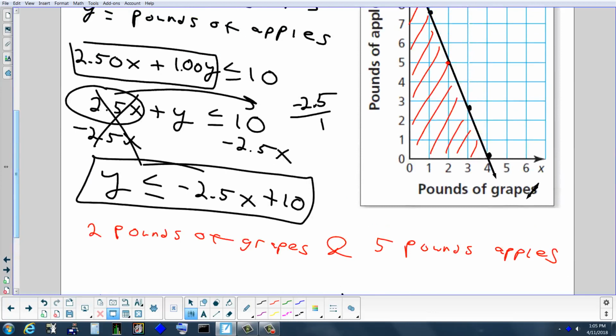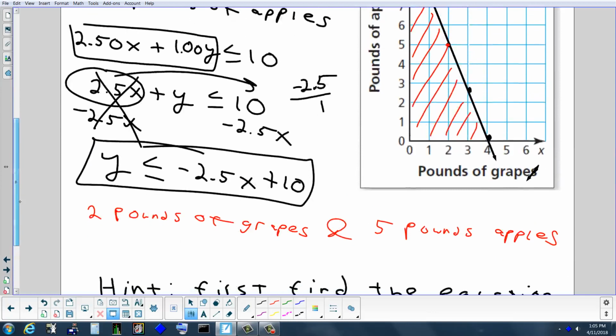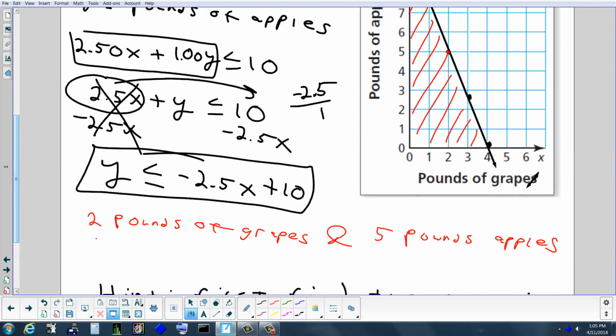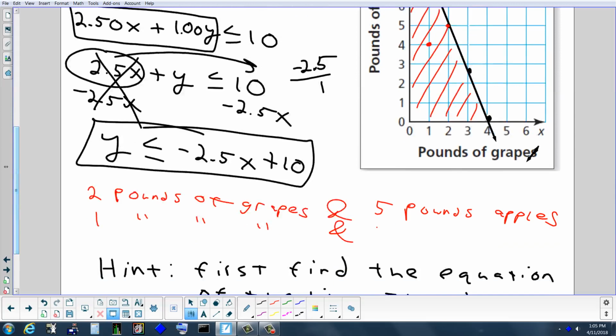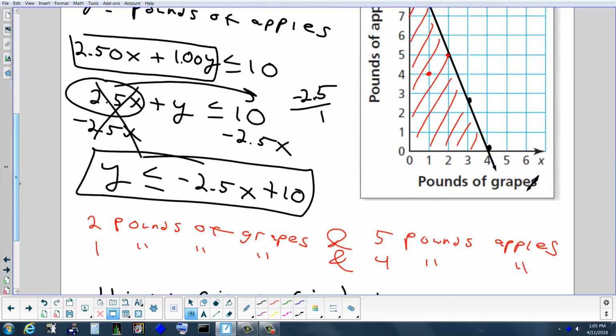There are so many different combinations. It could be 1 pound of grapes and then 7.5 pounds of apples. Or let's do a little bit less just so we have a little money, 7.25. We could do 3 pounds of grapes and 2.5 pounds of apples, or 1 pound of grapes and 4 pounds of apples, or 5 pounds of apples. We could do so much. So 1 pound of grapes, 4 pounds of apples.